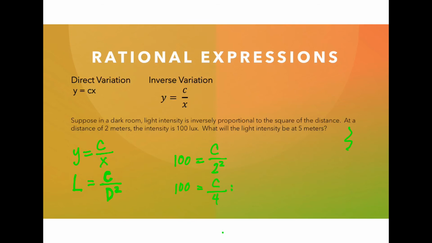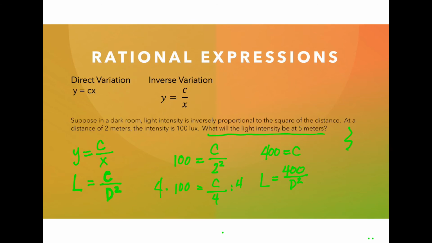So to solve this for C, we want to multiply both sides by 4. So we see 400 is equal to my C. So that gives me my equation now. L is equal to 400 divided by D squared. Then they have us do one more problem.